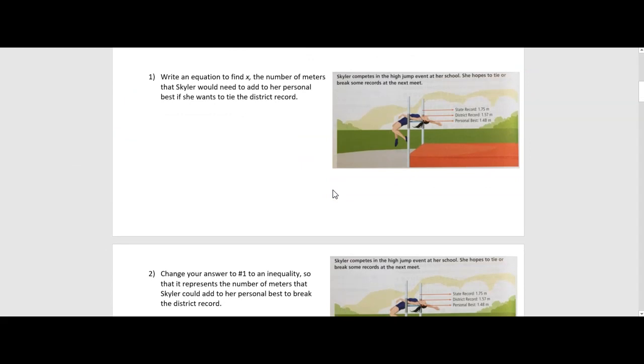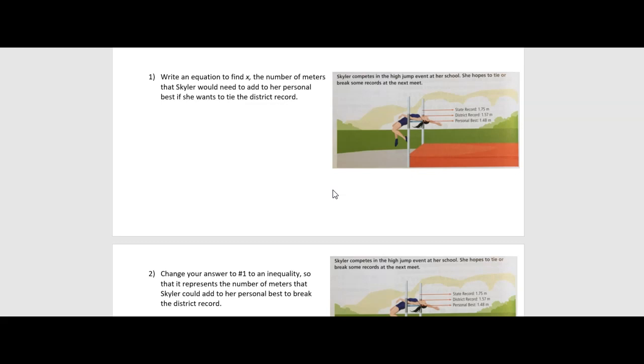So number 1 says, write an equation to find x, the number of meters that Skylar would need to add to her personal best if she wants to tie the district record. So if we look at the picture, Skylar is a high jumper. Her personal best is 1.48 meters. All right, the district record is 1.57 meters and the state record is 1.75.